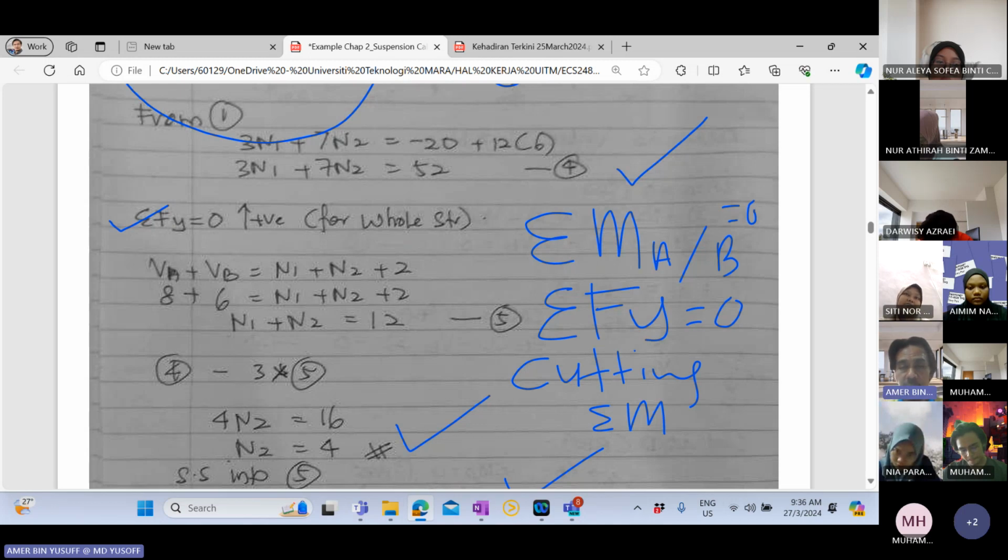Cuma dalam example number 2 ni, sebab N1 and N2 adalah unknown. Bila N1 dengan N2 unknown, masa dekat cutting ni, you kena buat sebanyak mungkin cutting untuk nak dapatkan equation yang boleh membantu selesaikan soalan ni.